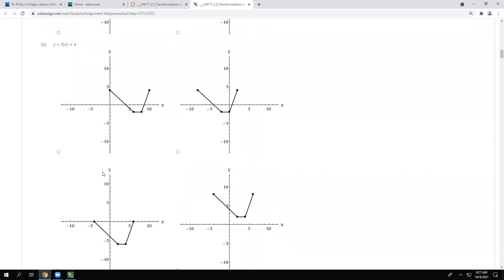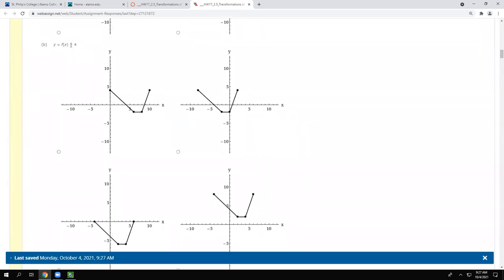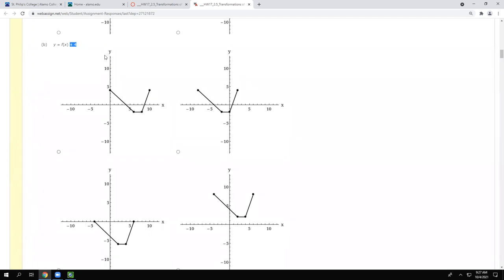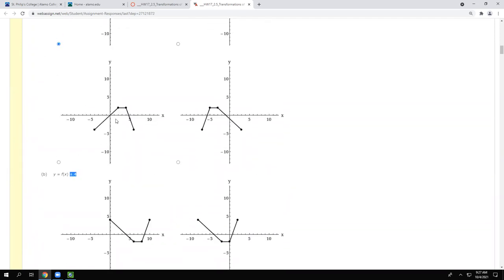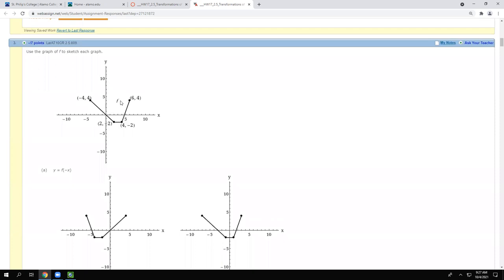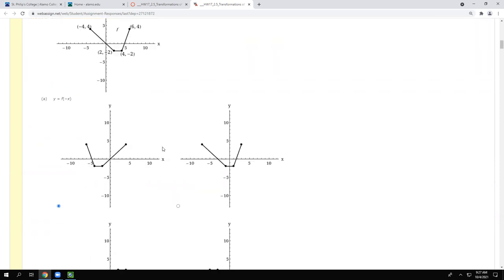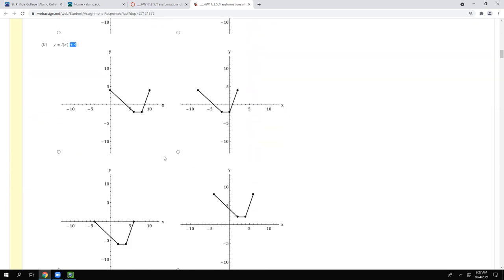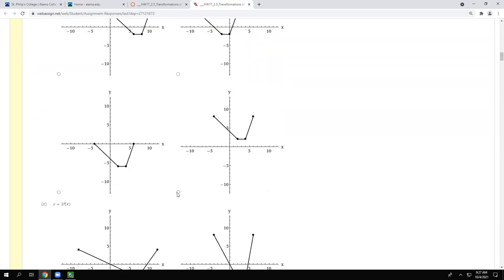Okay, this one says to take them and do what with them? Move them all up. So whatever they were before, you're gonna move them up. So all the y values, you're gonna get 4. So that's gonna be at 8. This one's gonna be at 6 and 8. This one's gonna be at 2 and positive 2. This one's gonna be at 4 and positive 2. And so it should be this one over here.